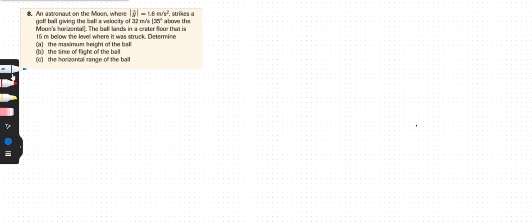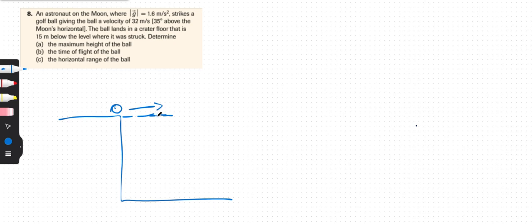So the first thing that I'm going to show you is just a diagram of what this even looks like. An astronaut on the moon strikes a golf ball. Here is the golf ball. And it says it's giving the ball a velocity of 32 meters per second, 35 degrees above the moon's horizontal. So what the angle means is that if the ball is flat like this, then there's going to be an angle that it is kicked at. It's not just going to go straight like this, because the ball is getting struck at this angle right here. This angle here is 35 degrees.